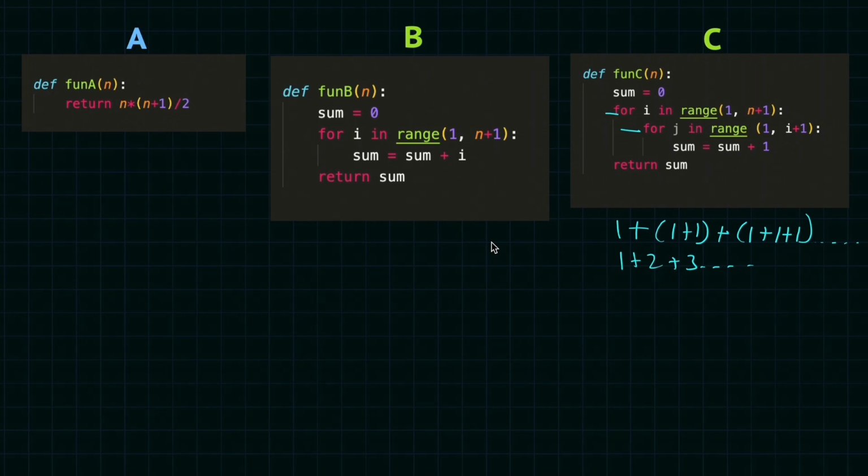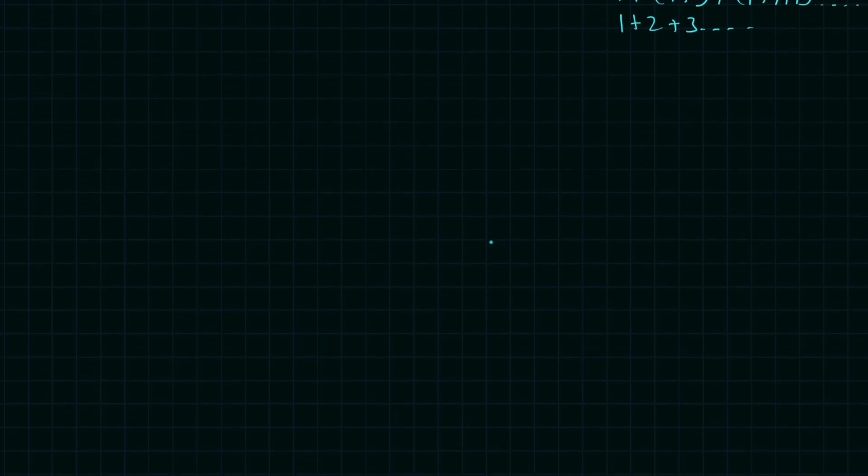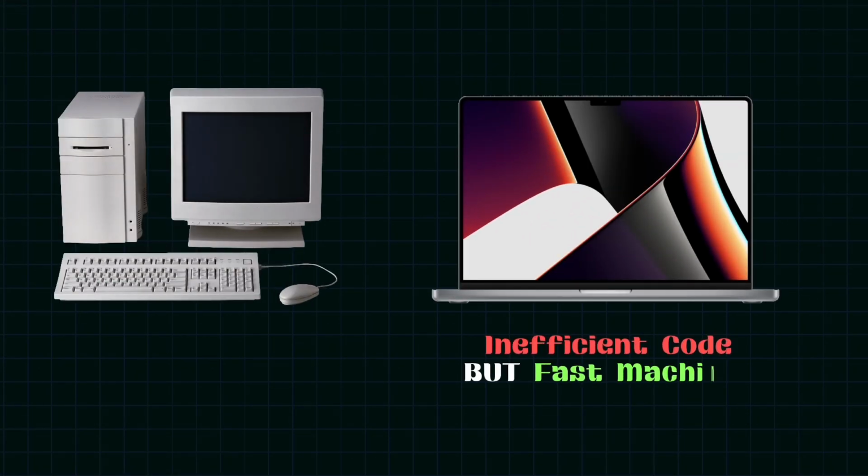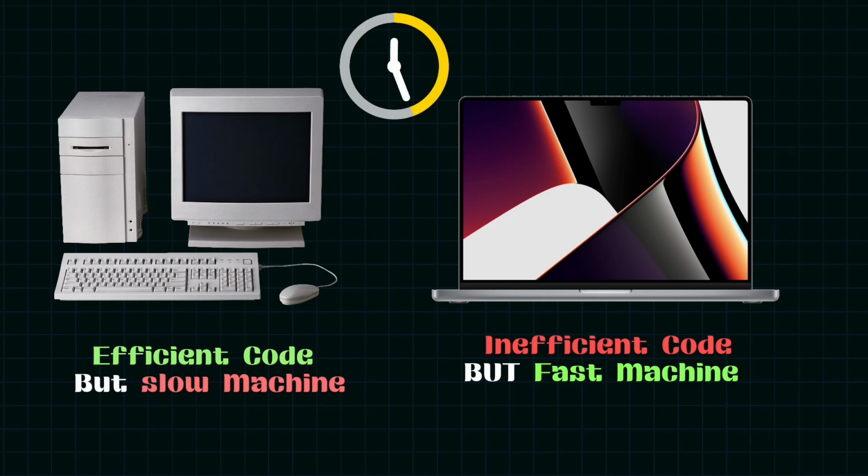So all of these programs will give you the correct output, but they are written in different ways. Now the question is, which one of these solutions is better and takes less time? Well, it depends on many factors. It depends on the machine on which you are running your program. Suppose you are running a very inefficient program on a fast machine, it will take less time. Whereas if you run a very efficient program on an old machine, it will take more time.